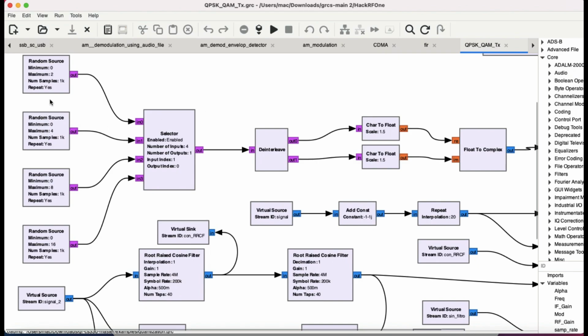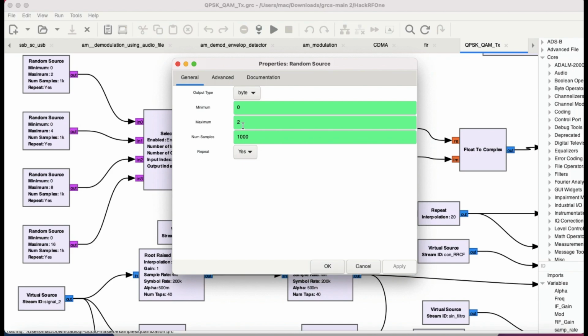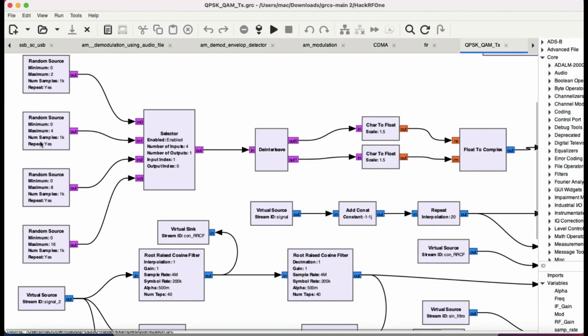So I'm using 4 random sources. Each source is going to depict a different type of modulation source input. For example, I have QPSK, then I have QAM, then 16 QAM and 1024 QAM. You have a random source that is going from 0 to 2, and the number of samples it is generating is going to be 1000. And the same thing goes for 4, then 8 and 16. The number of samples being generated is about 1K.